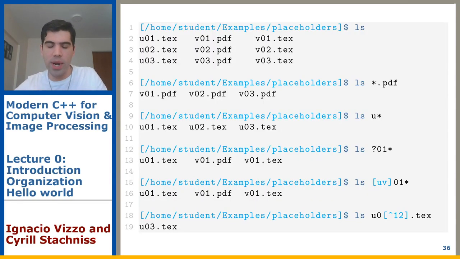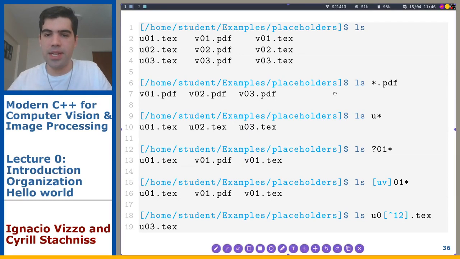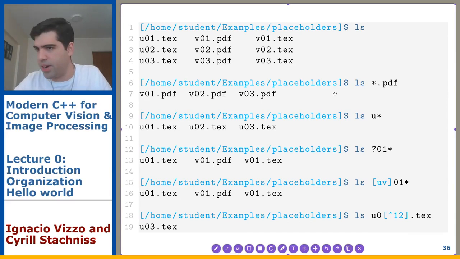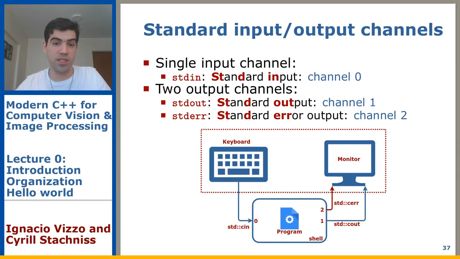So I will just mention one example, and this is my shell. Let's say that I want to list all the PDF files that are in here because I want to see the names. If you see here, this is my full path. So I am on home, student, examples, placeholders. And then if I do ls, I am watching all the files that are in here. And then when I do ls star.pdf, this star means give me everything, whatever you want. But with the .pdf, I'm saying just give me the ones that end with .pdf. Of course, you can do a lot of combinations with this, and you can do regular expressions, but we will not see this in the course, though I recommend you go and check out this example.